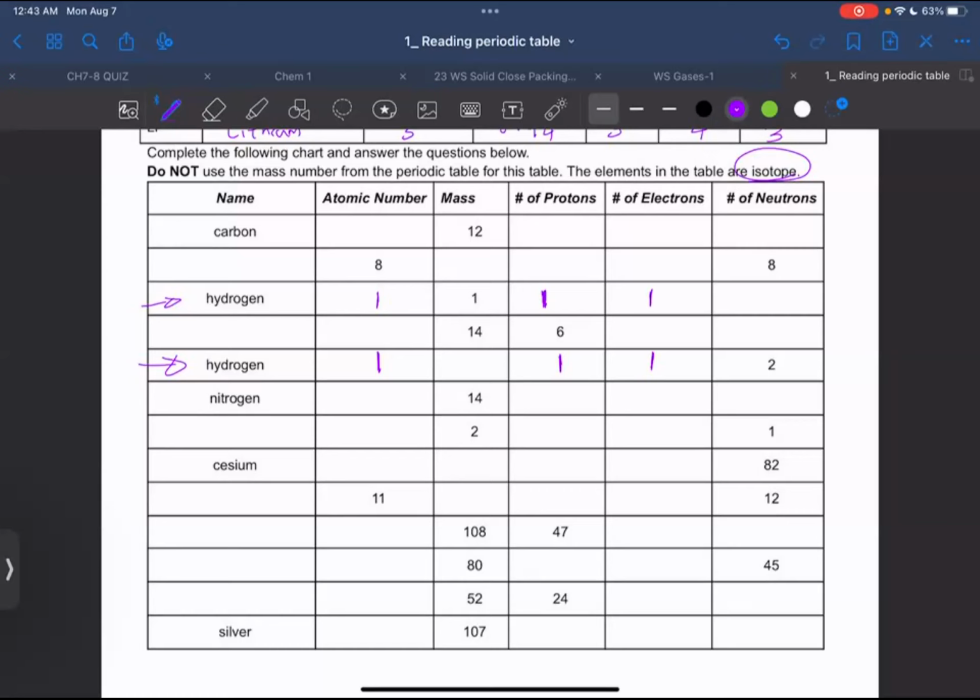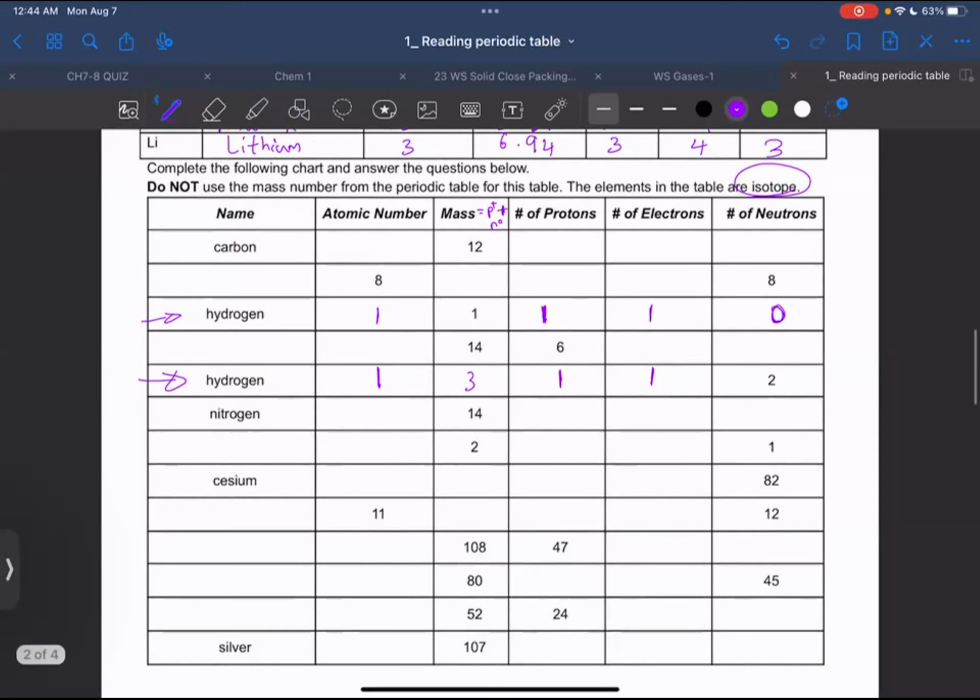So you can see since mass is 1, this neutron is 0. Now see, since this neutron is 2, the mass here is 3. Now how does that go? Remember, mass equals proton plus neutron. Okay, that's what is going on there. And then of course, remember, neutron equals mass minus protons. Remember that. All right, let's continue.